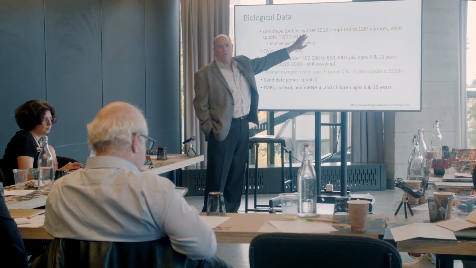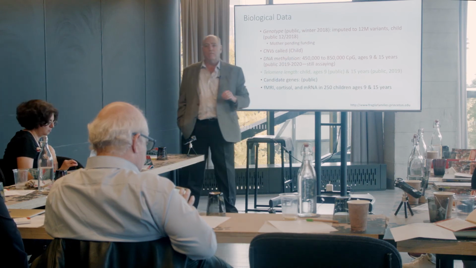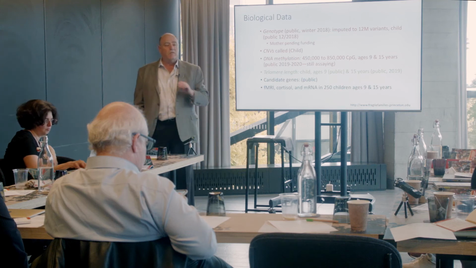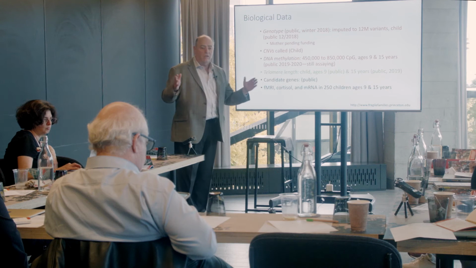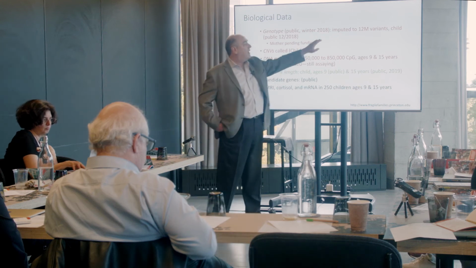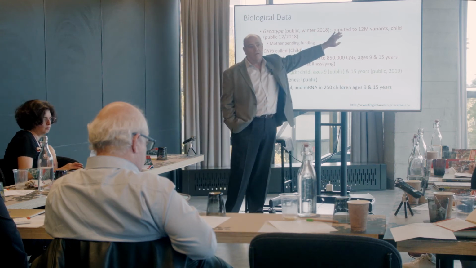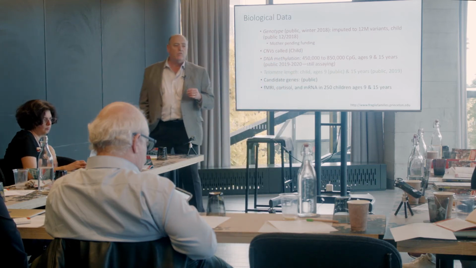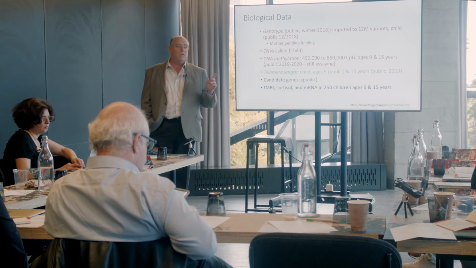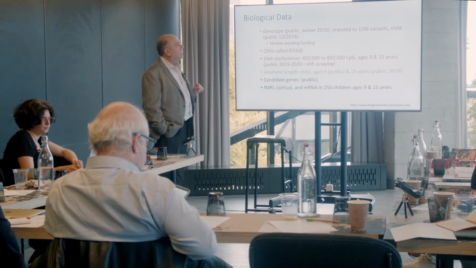This is done using the psycharray, which is an instrument that has about 550,000 variants. It's a fairly well-distributed instrument in terms of the genome space that's used. And it can be imputed to 12 million variants with a high degree of probability, although there are some issues related to ethnicity that David touched on and that I'll touch on again.